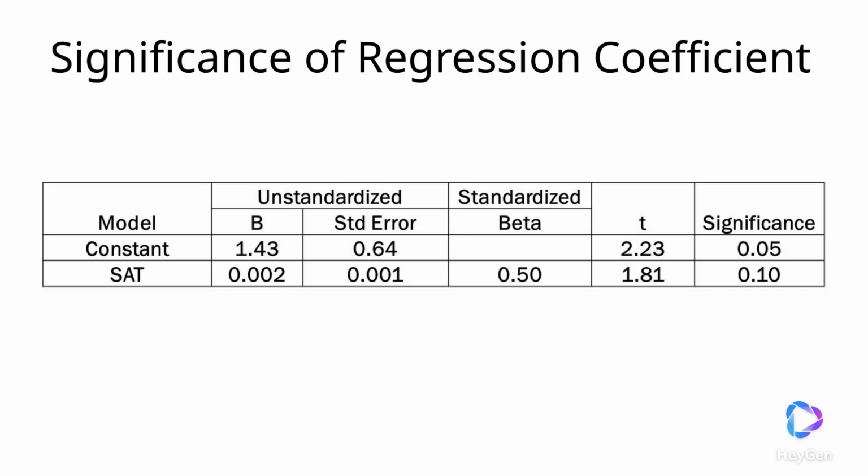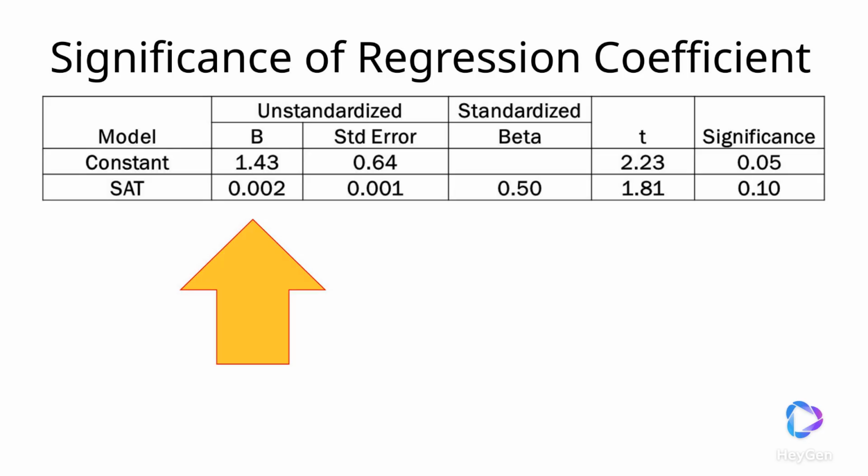The next line in the regression output is to test statistical significance of the coefficient for x, in our example, the SAT score. The first column shows the unstandardized coefficient that we had estimated earlier. The next column shows the standard error. The smaller the standard error, the more confidence we have in the estimate. The next column shows the standardized coefficient when the SAT score is standardized to have a mean of 0 and standard deviation of 1.